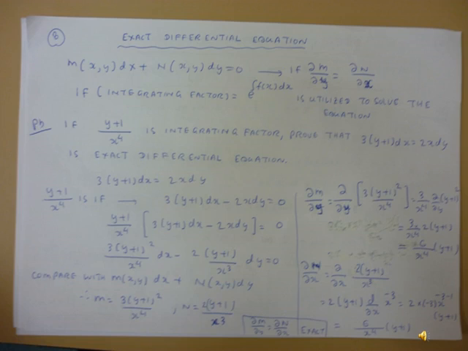Similarly, del N by del x. We differentiate 2(y plus 1) divided by x power 3. That will be 2(y plus 1) times del by del x of x power minus 3, so 2 multiplied by minus 3, x power minus 3 minus 1, times (y plus 1). Finally we get 6 by x power 4 times (y plus 1). So del M by del y is 6 by x power 4 multiplied with (y plus 1), and del N by del x is also 6 by x power 4 multiplied with (y plus 1). The value of del M by del y is equal to the value of del N by del x. Therefore we can say that the given equation is an exact differential equation.